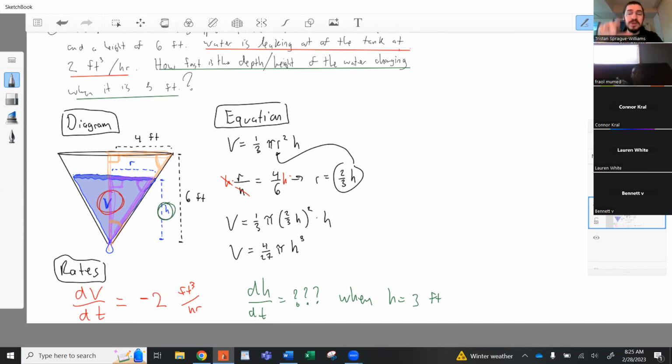Remember, we now have what we want, which is an equation that relates the volume to the height. That's it. And there's no other variables involved because we were able to get rid of radius by making this substitution based on proportions. So great. So now our next step in DREADS, D-R-E-D, is another D. It's differentiate.